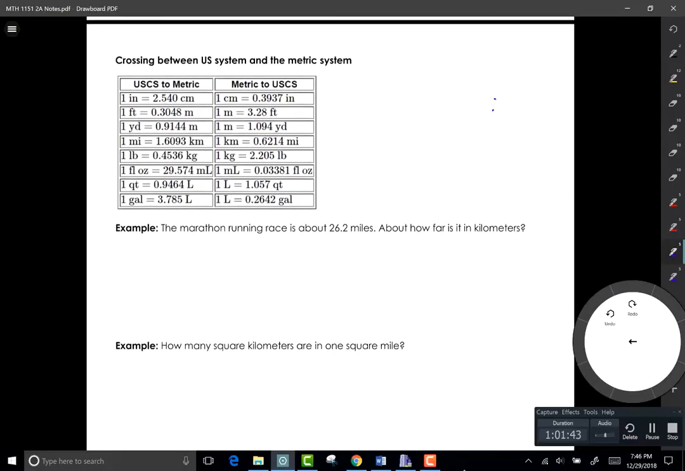Now this is the conversion chart that you want to use when you're going back and forth between the two systems. We have the metric system, which we just talked about, where there's a base, and then you use prefixes to determine how big or how small it is. And then we have in the US, inches, feet, yards, miles, etc.